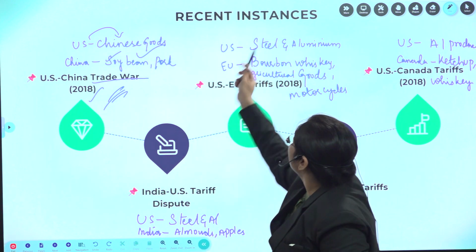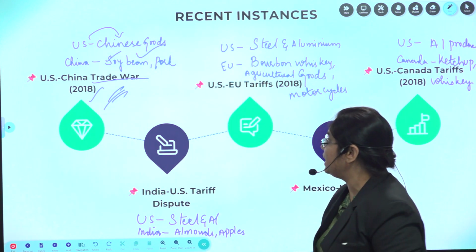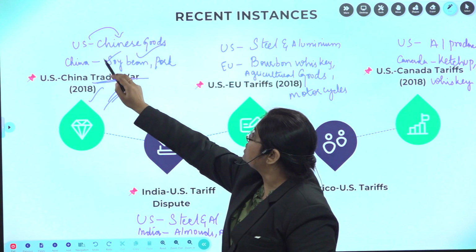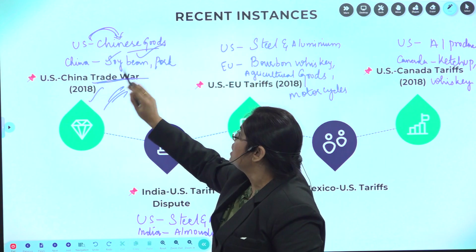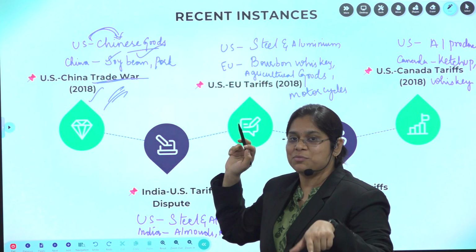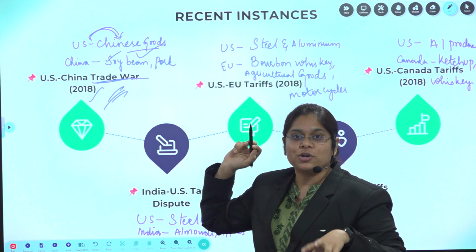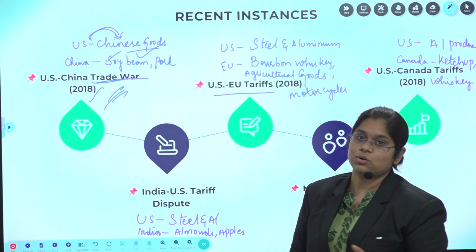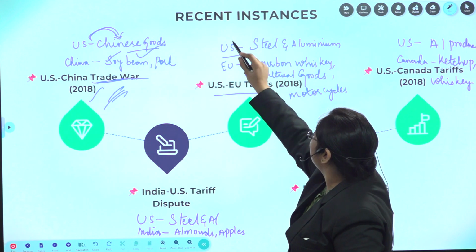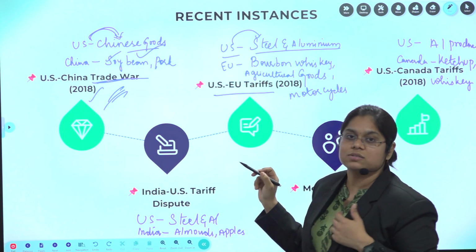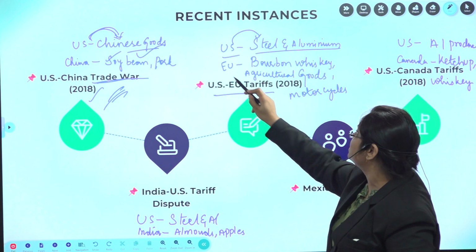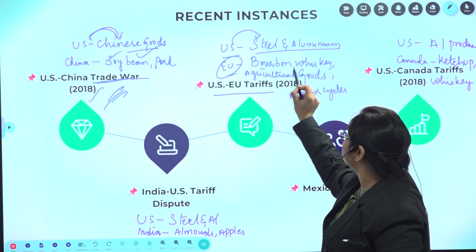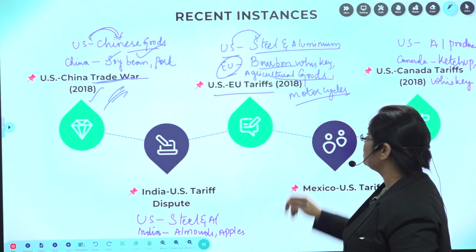So now let's see the recent examples. What happened in 2018? There was the US-China trade war. The US imposed tariffs on Chinese goods, and in return China imposed tariffs on US soybean and pork. In the same way, US and EU tariffs: the US imposed taxes on steel and goods. As an answer, what did the EU do? The EU imposed taxes on bourbon whiskey, agriculture goods and also motorcycles.